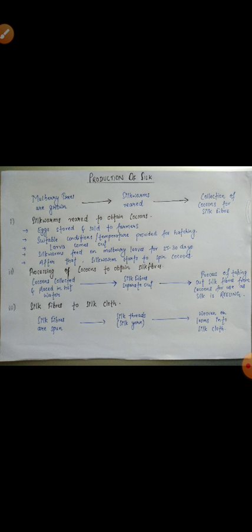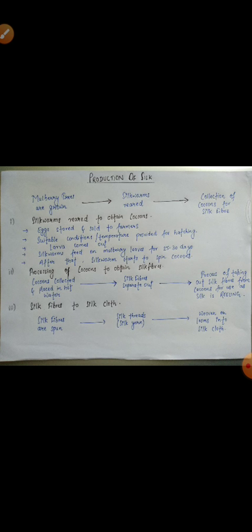So for that, mulberry trees are grown by the silkworm farmers, and after that silkworms are reared, and when the cocoons are collected, they are used for making silk fiber. So this is the overall process, but we will be studying in detail what happens exactly.